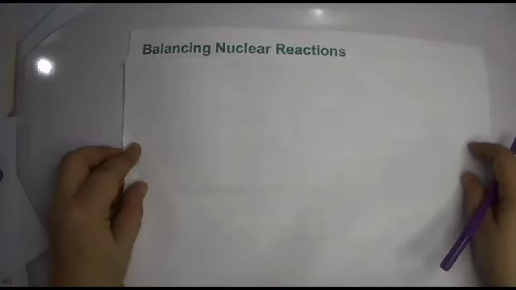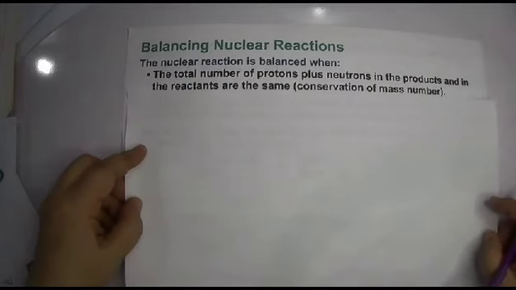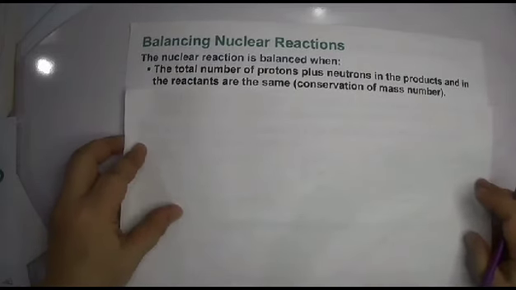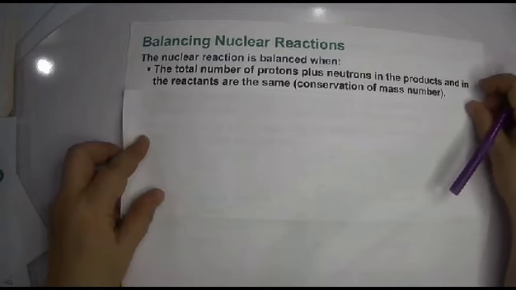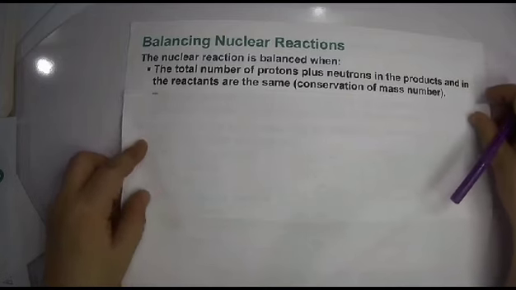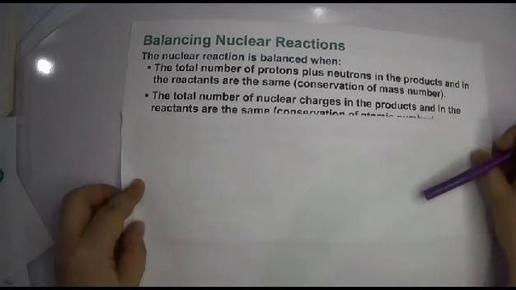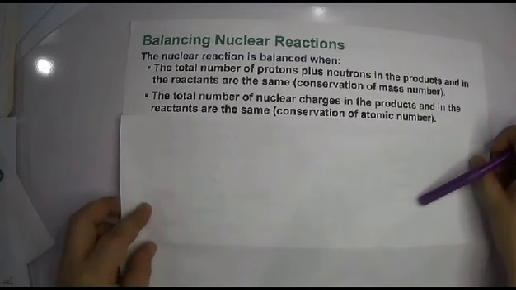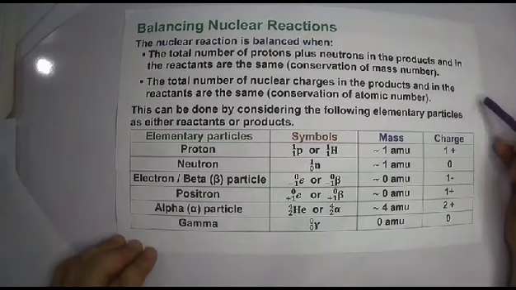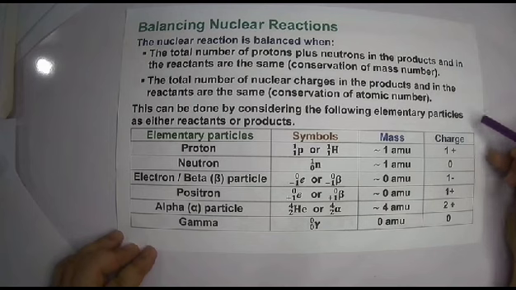In balancing a nuclear reaction, the nuclear reaction is balanced when the total number of protons plus the number of neutrons in the product and in the reactants are the same, and this is the conservation of the mass number. The total number of nuclear charges in the product and in the reactant are also the same, and this is observing the conservation of atomic number. This can be done by considering the following elementary particles as either reactant or product.